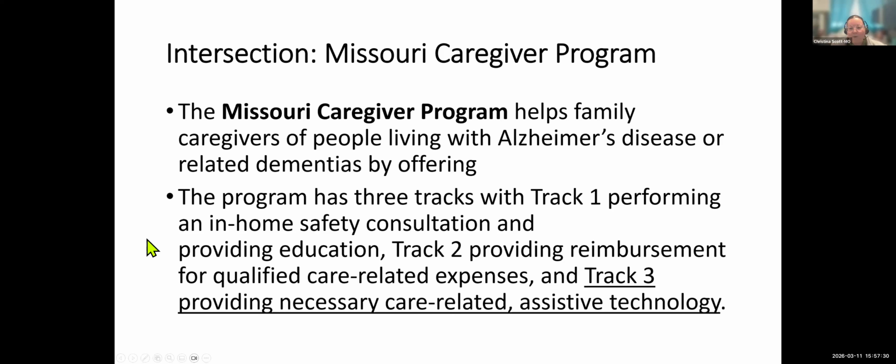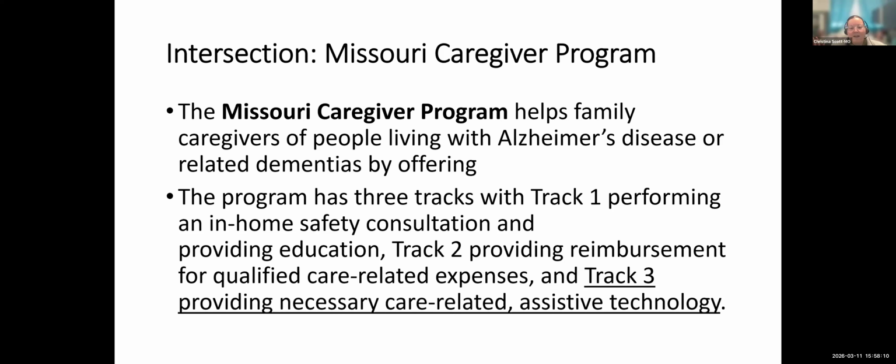We have had a program existing here in Missouri for a number of years. It has changed shape several times, but it has always been to provide training and relief for caregivers of people living with dementia. And it is solely state funded and has had a couple of different paths for the funds to flow through. Track one is training, and that involves an in-home safety consultation.